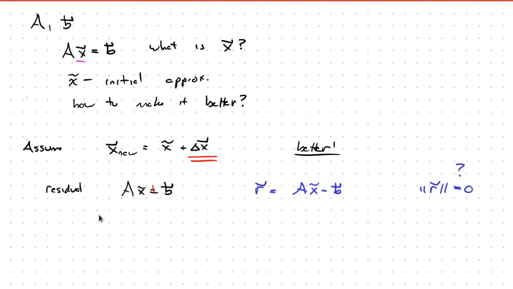Okay, so now what do we have? We're going to have to define our residual now for the update. And it's going to be the same kind of idea. Instead of x, we're going to put our improvement. And hopefully this residual will be better in the sense that its norm will be closer to zero than that residual. Okay. So how do we do this?